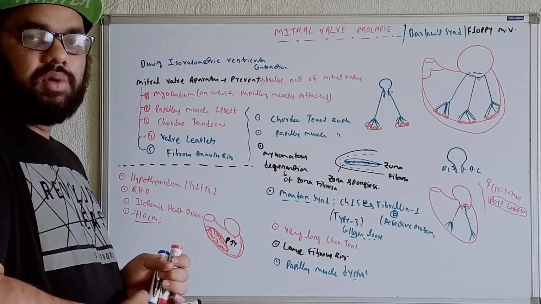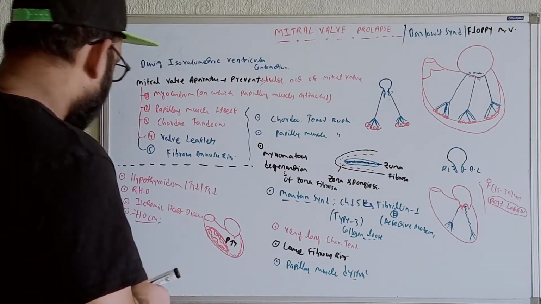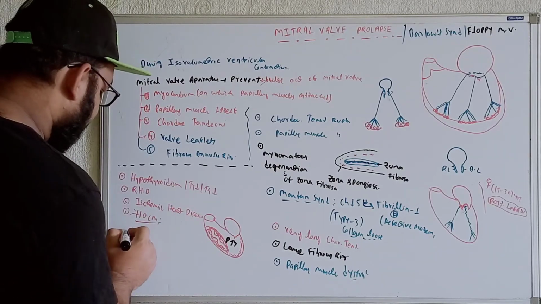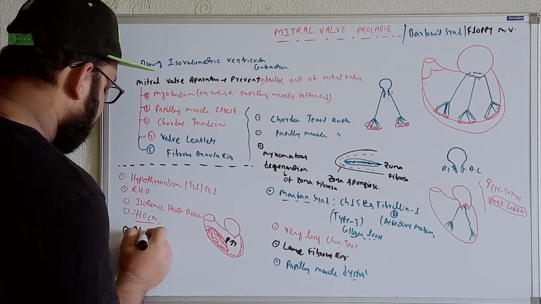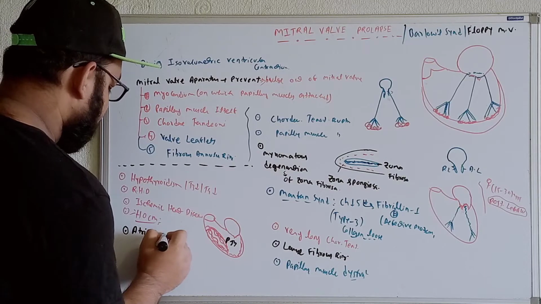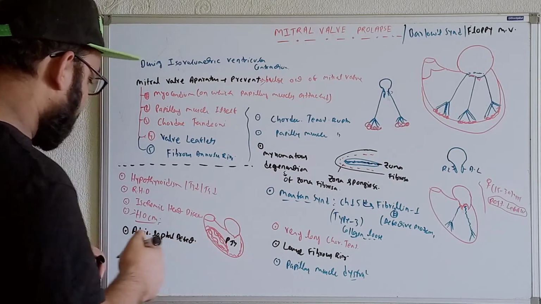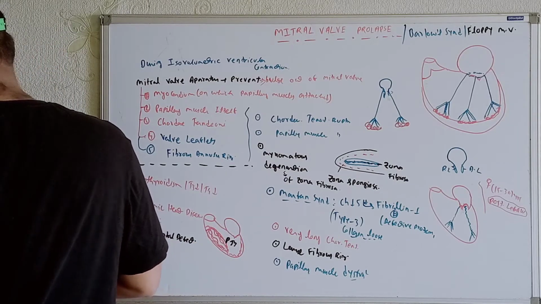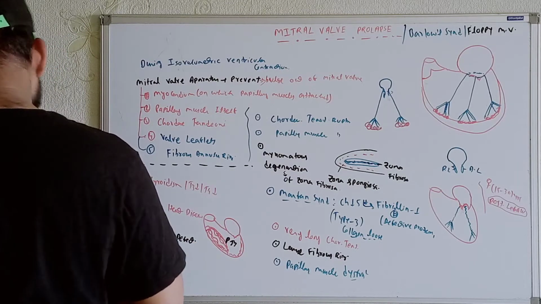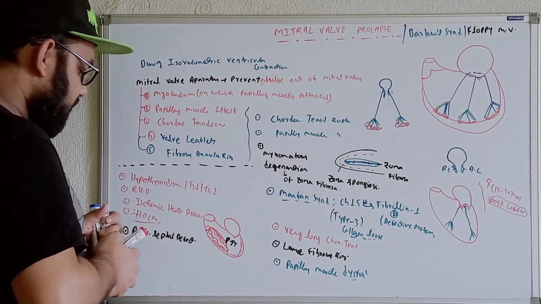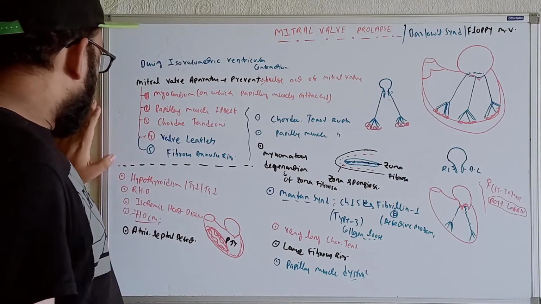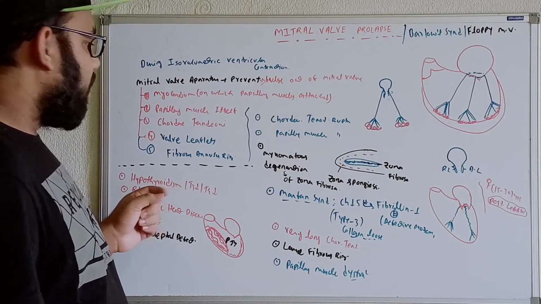Okay. Now another thing we can write over here, the atrial septal defect. That can also cause mitral valve prolapse. Okay. Now see what other things we'll get. Before that, let's quickly repeat once. So what are the reasons? What can cause the mitral valve prolapse?